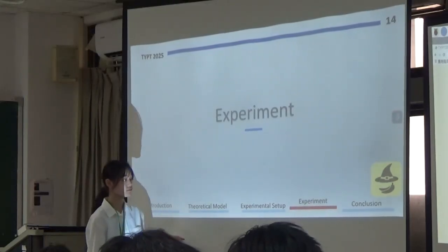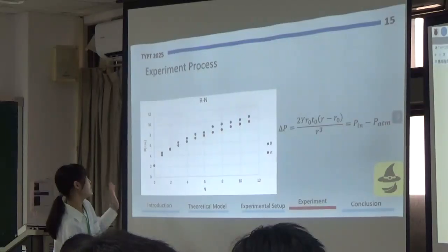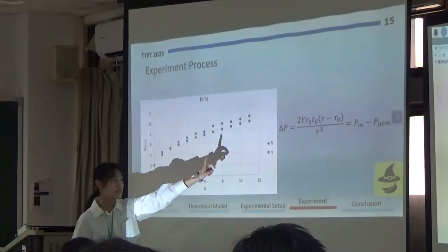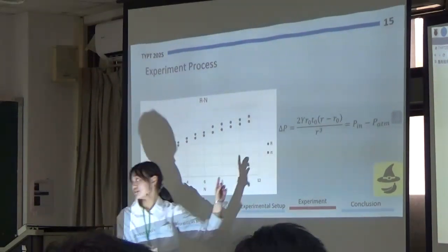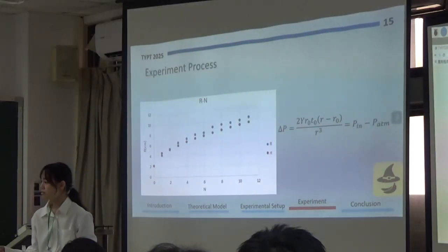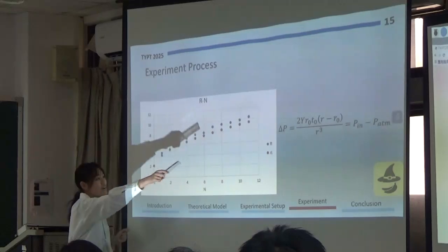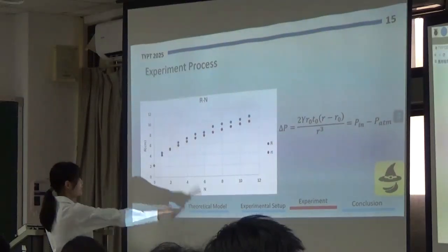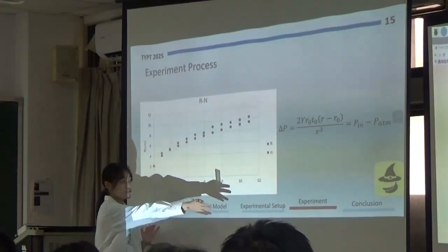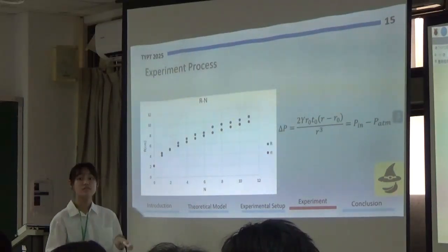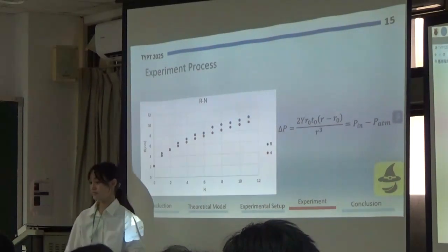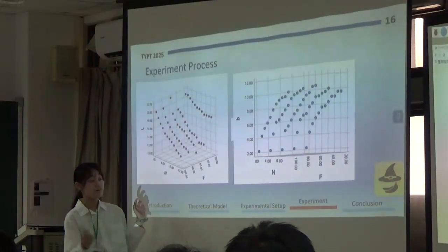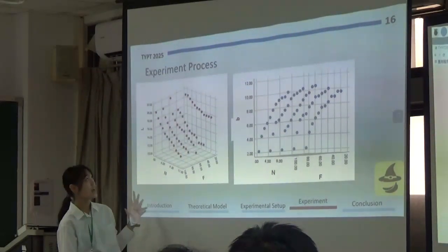Experiment. So this is the experiment process. The orange one is calculated by the formula, and the blue one is from the experiment. As you can see, the relationship between the radius and the needle is a positive correlation. So this is the overview chart of all the data, and it is a 3D chart.